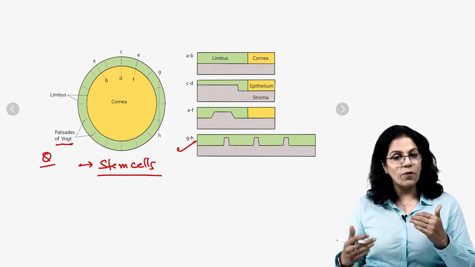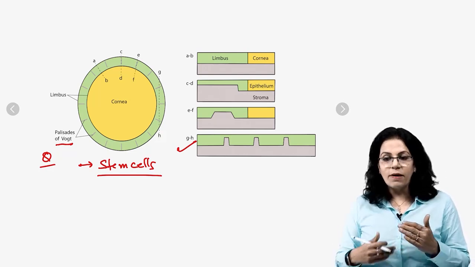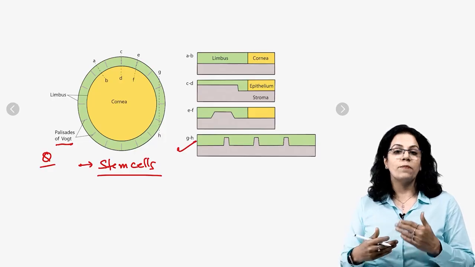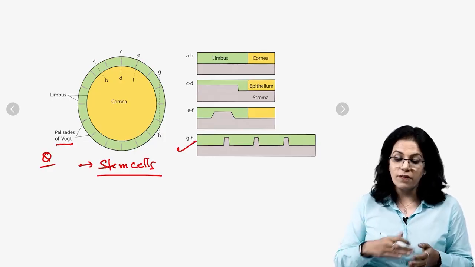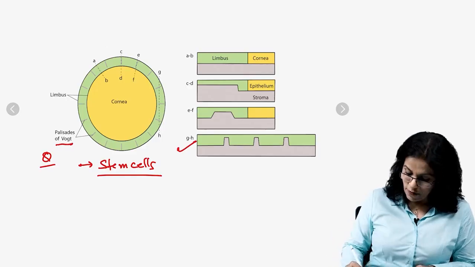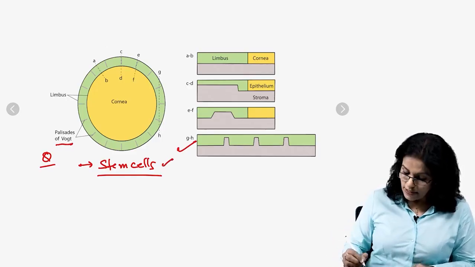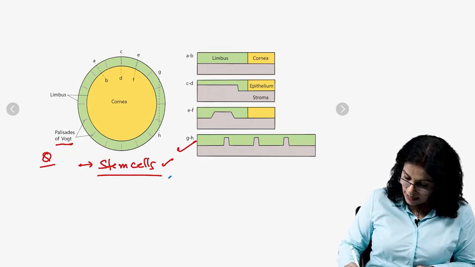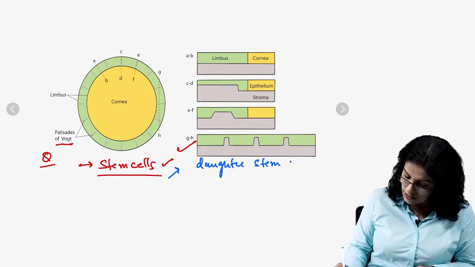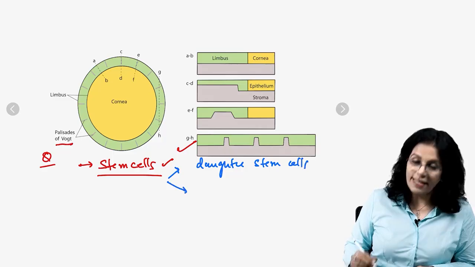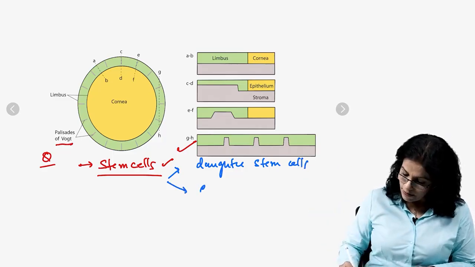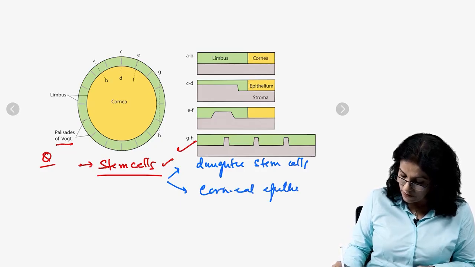What is the role of the stem cells? They will multiply. It helps in regeneration of the epithelium. Epithelium is a layer in the cornea which regenerates. From where? From the stem cells. Whenever the stem cells multiply, it first leads to a daughter stem cell, and then to the transition cells, which finally form the corneal epithelium. I am not going into detail. This is how it will regenerate.